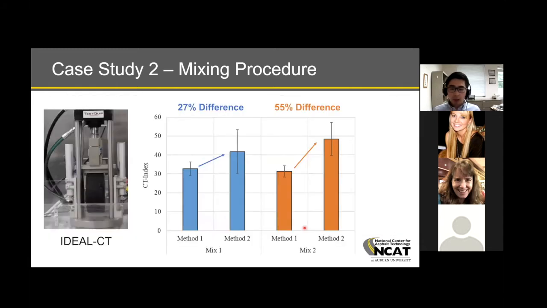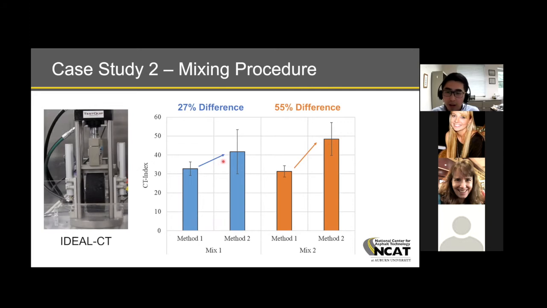So we had two mixes, and for each mix, we made the specimens using those two methods. Then we ran the IDEAL-CT on the specimens we prepared, and here are the results. There are two mixes, as I mentioned. For the first mix, method 2 gave us a higher CT index number. The difference may be like 20, 25%.